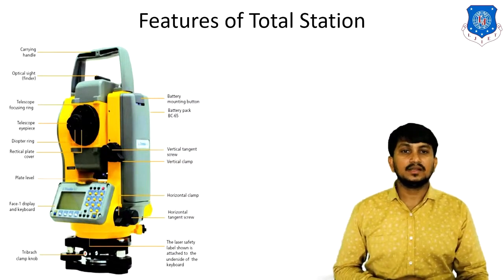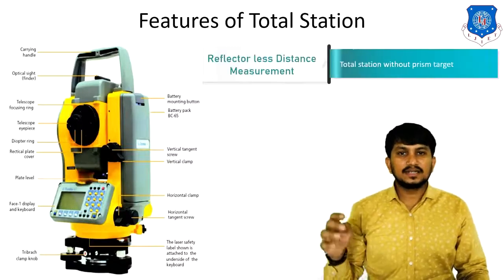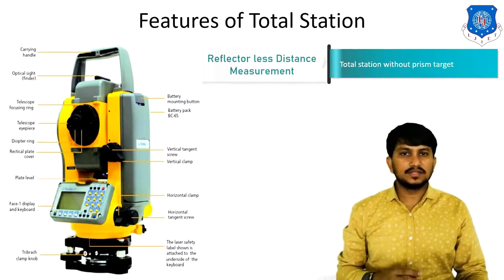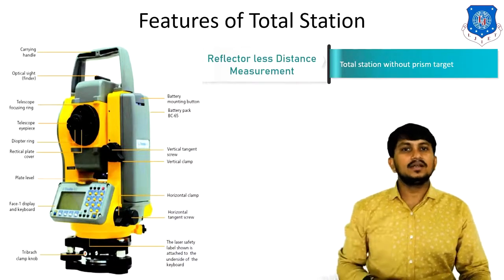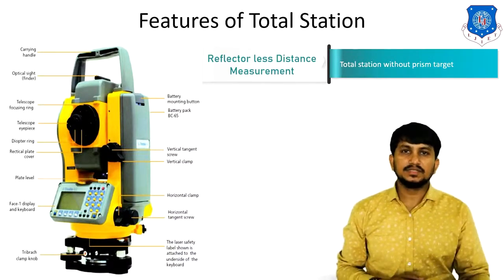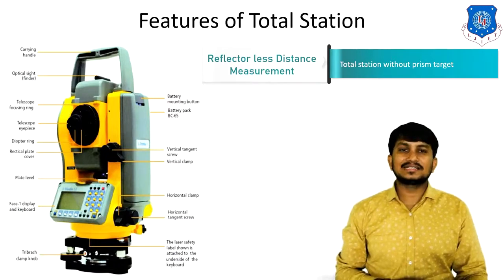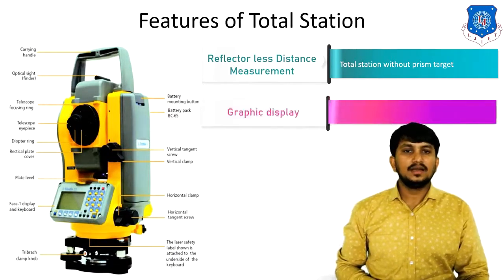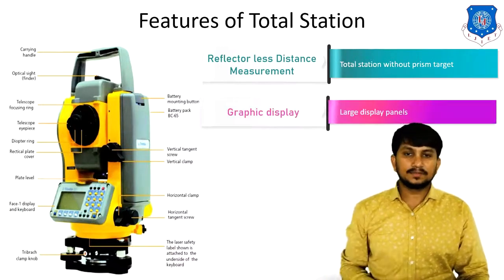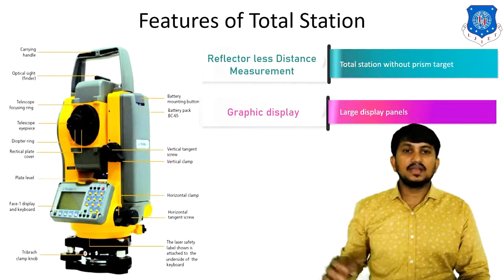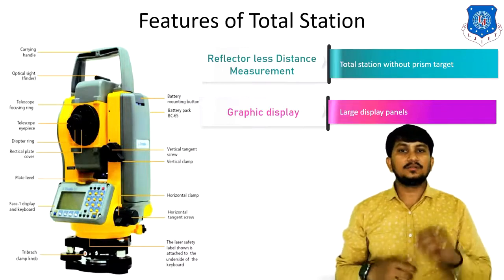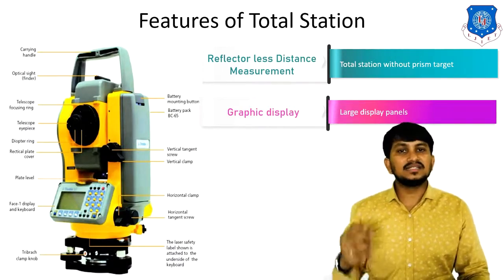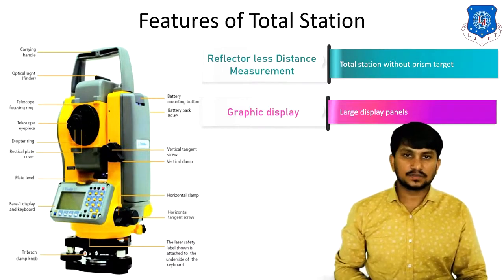Next feature is reflector-less distance measurement. This total station can be used without a prism for distance measurement. This is called reflector-less distance measurement. Next is graphic display. This total station has a large display panel showing a number of points or readings in it. These are the various features of the total station.